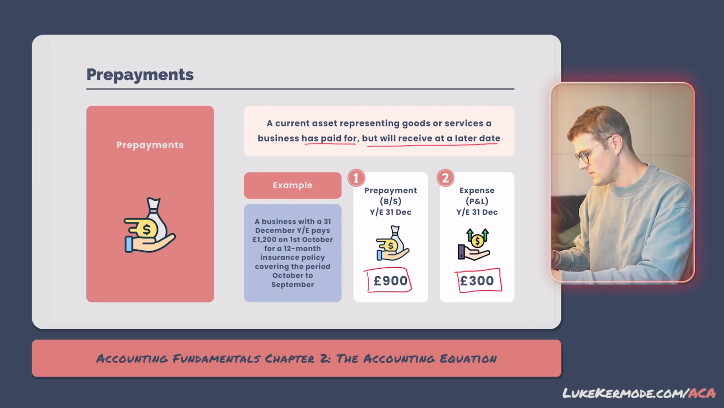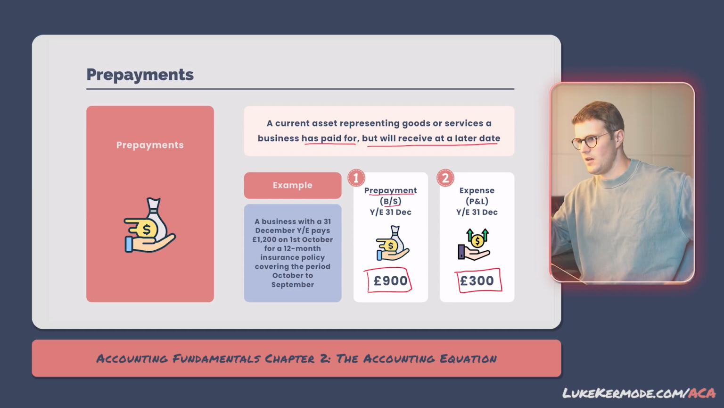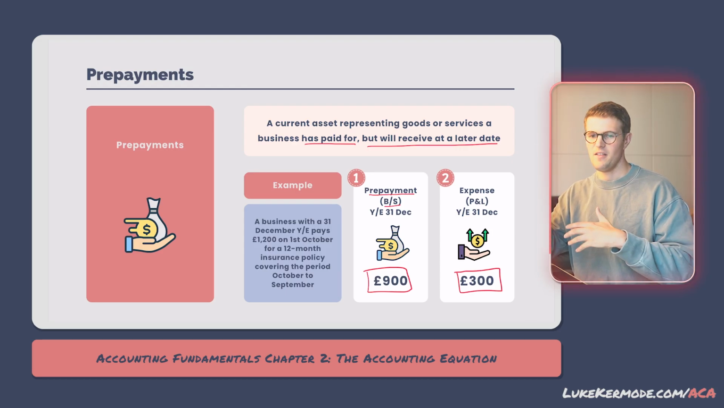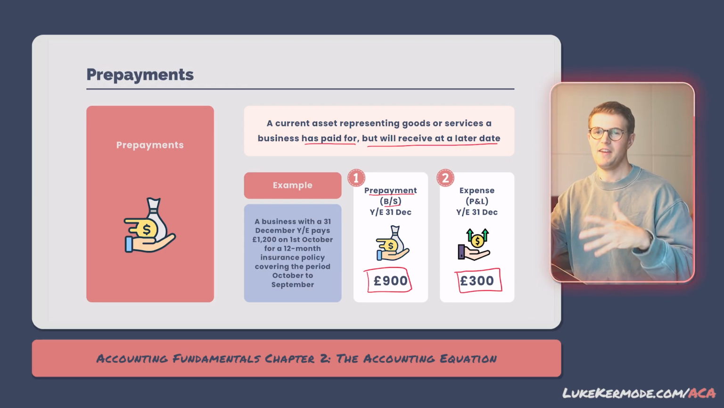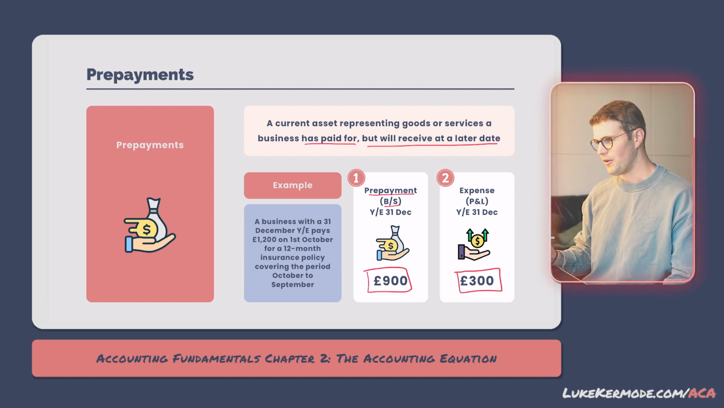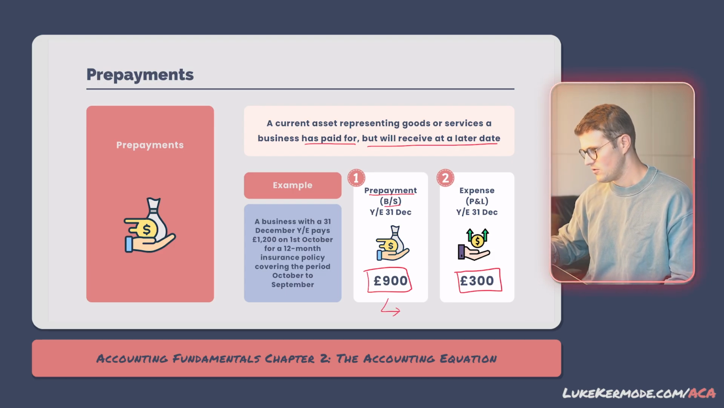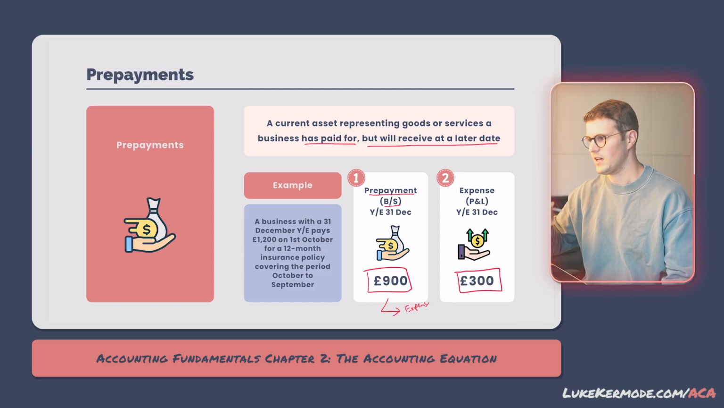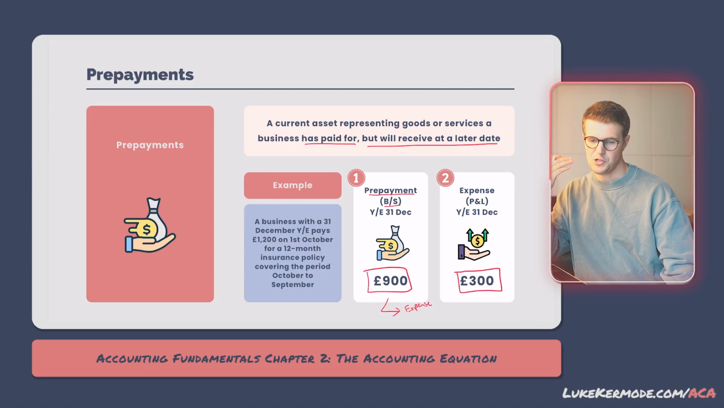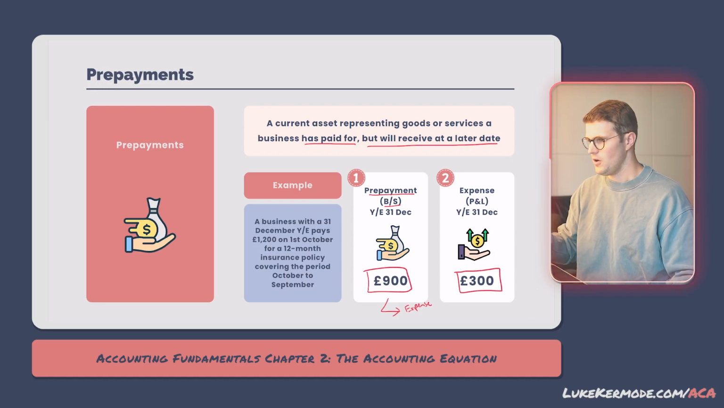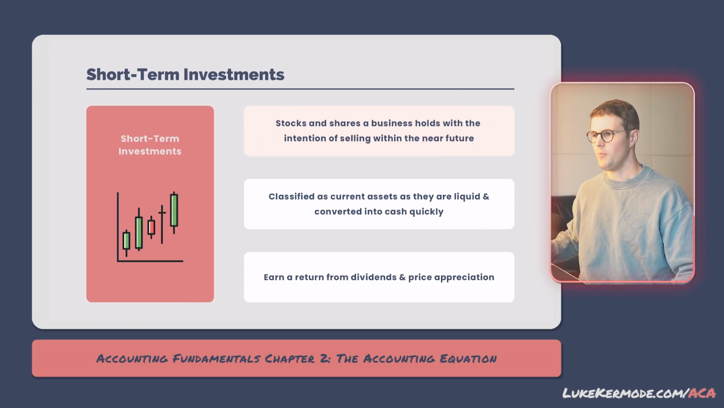That's a current asset that sits on the balance sheet because the business has paid for insurance cover in this reporting period, but the benefits from that insurance policy haven't been received yet. It'll be received in the next accounting year. In that accounting year, the £900 will be removed from current assets and will be recorded as an expense in the income statement. Prepayments like this ensure that expenses are matched to the right accounting period, giving a true and fair view of the business's financial performance.